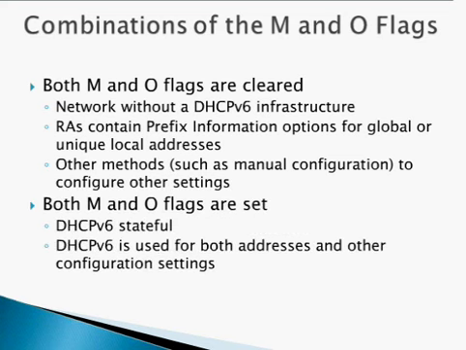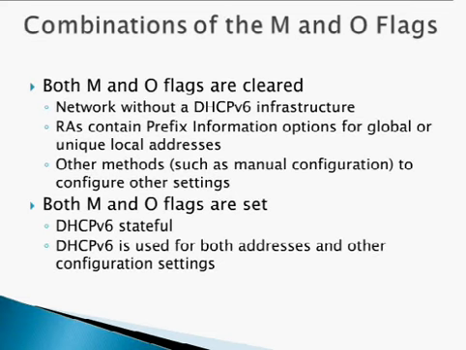Next one is both M and O flags are set. This corresponds to something called DHCPv6 Stateful, in the sense that DHCPv6 is providing complete addresses, complete 128-bit addresses, and in addition to that, any configuration settings like DNS domain name, DNS servers, and so on. And this corresponds to a situation where we want to use DHCPv6 to provide both sets of information, and maybe we don't want the routers to advertise local prefixes for stateless addresses, for example.